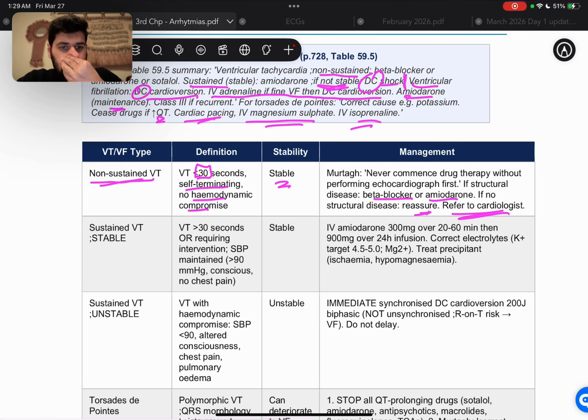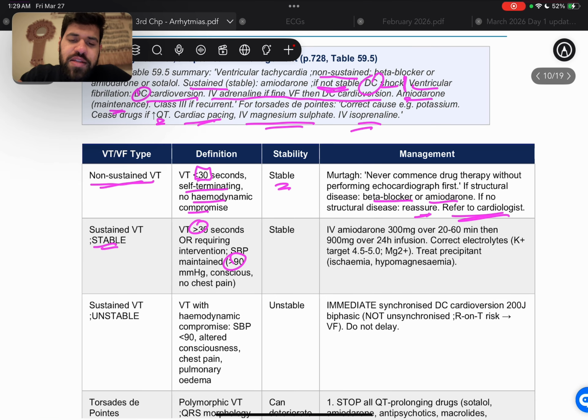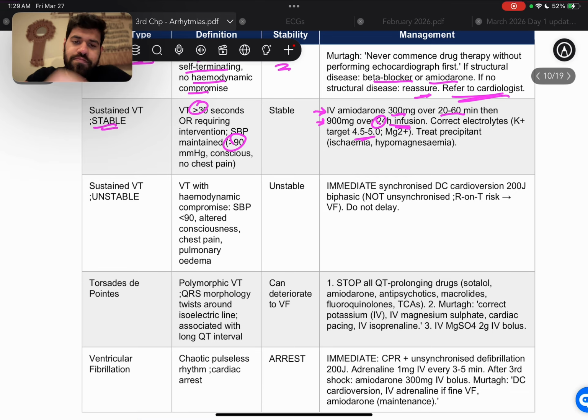Now, if the patient has sustained VT, that means the VT was more than 30 seconds or requiring intervention, and SBP was maintained above 90, and the patient was conscious with no chest pain. We give them IV amiodarone, 300 mg over 20 to 60 minutes, then 900 mg over 24 hours as infusion. And then we correct the electrolytes, target potassium 4.5 to 5, and we treat the precipitants of the sustained VT.